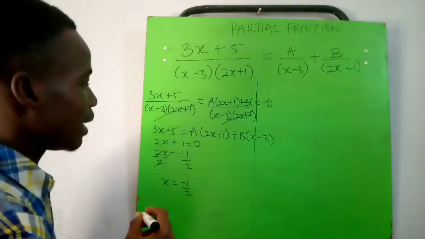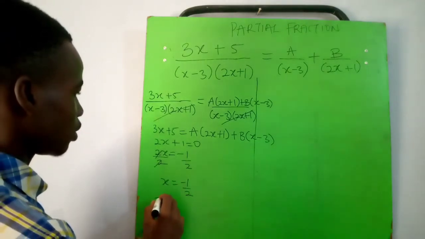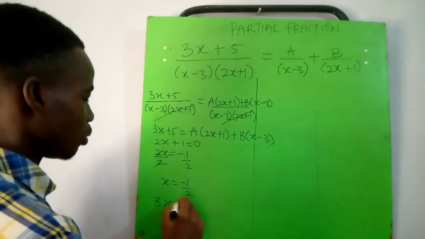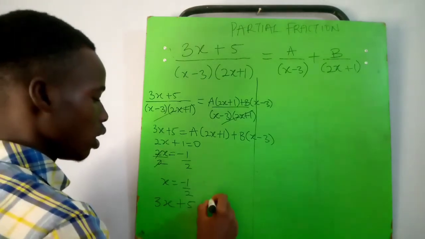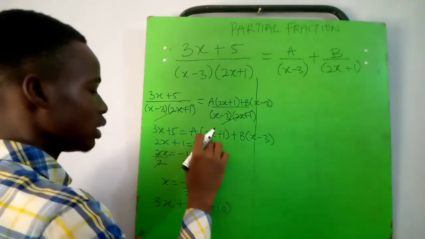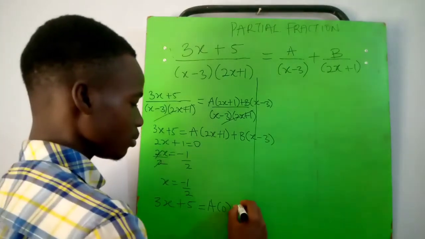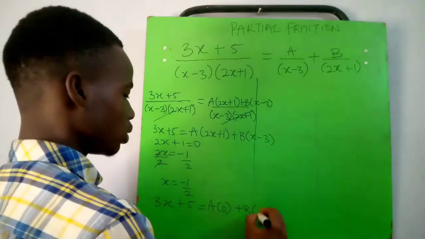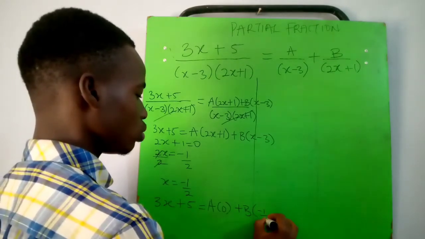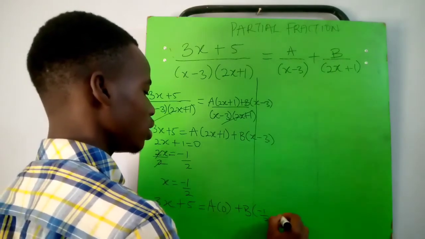So our equation becomes 3x plus 5 equal to A(0). We know everything here is going to give us 0, plus B(x is what? Minus 1 over 2 minus 3).